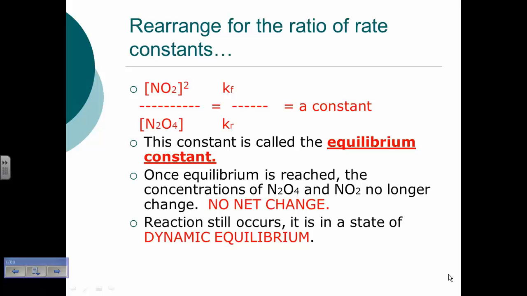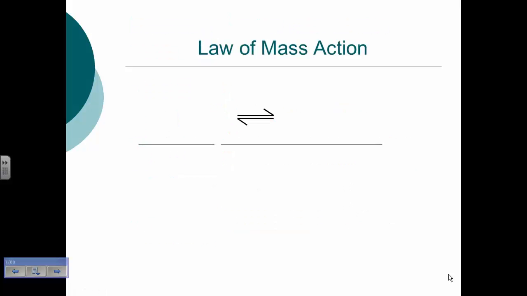Products over reactants, stoichiometry dependent. Notice it says once equilibrium's reached, the concentrations of those reactants and products no longer change. We mentioned that on the previous slide. There's no net change. This is a flat line on the graph that we just drew together in the margin. This reaction is now in a state of dynamic equilibrium. Dynamic equilibrium is the opposite of static equilibrium. In dynamic equilibrium, things are moving, they're just moving at the same rate.